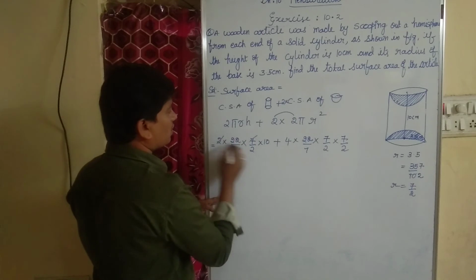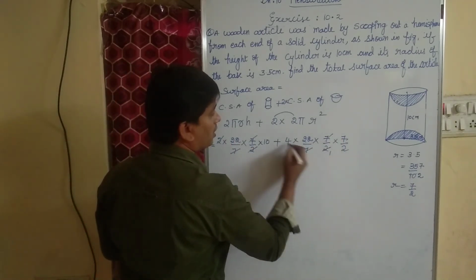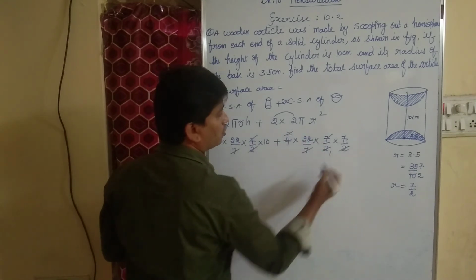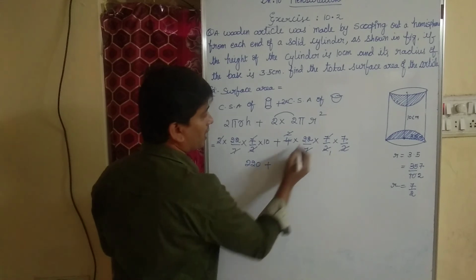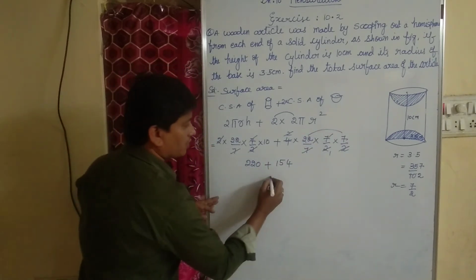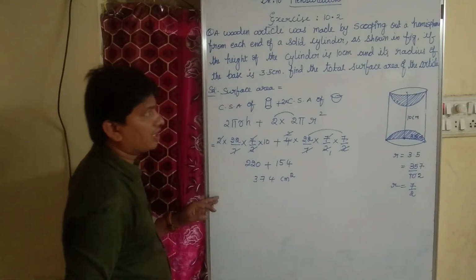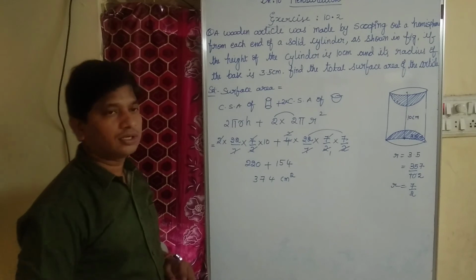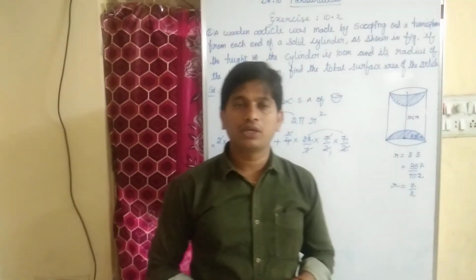7 and 7 cancel, 2 and 2 cancel. 7 and 7 cancel, 2 ones are 2, 2 twos are 4. 22 into 10 is 220, plus 22 into 7 is 154. So that is 374. So what is the surface area of the article? The surface area of the article is 374 square centimeter.